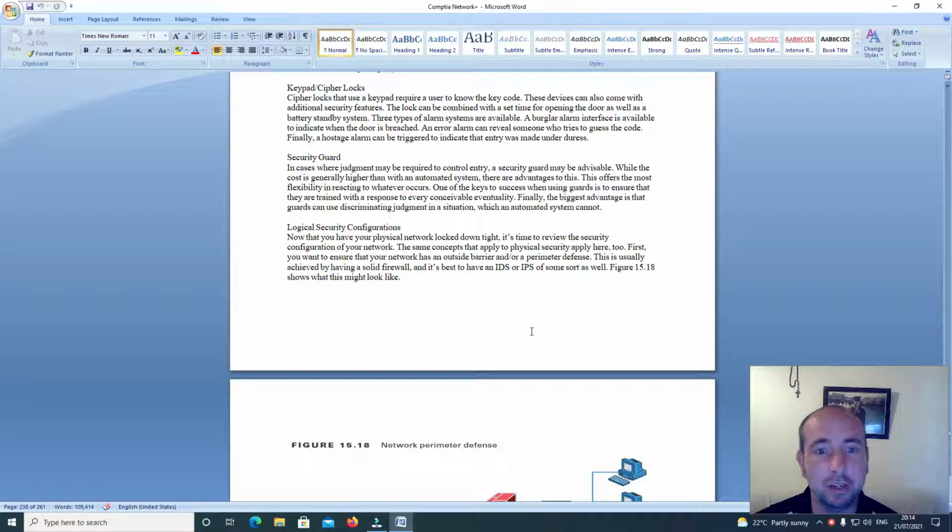Three types of alarm systems are available. A burglar alarm interface is available to indicate when the door is breached. An error alarm can reveal someone trying to guess the code. Finally, a hostage alarm can be triggered to indicate that an entry was made under duress.